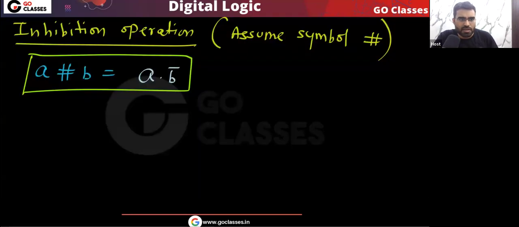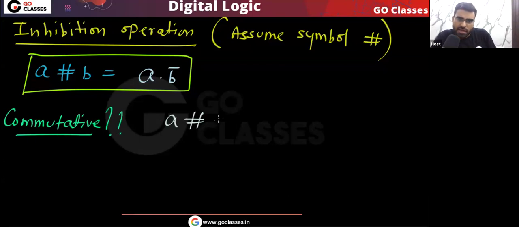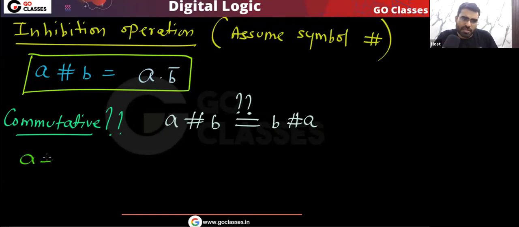Okay, let's check. Is this commutative? Is this associative? First, let me check commutative. For commutative, what do you need to check? You need to check: is A hash B equal to B hash A? Are they equal? You check it. What is A hash B? Tell me. That is A B bar.